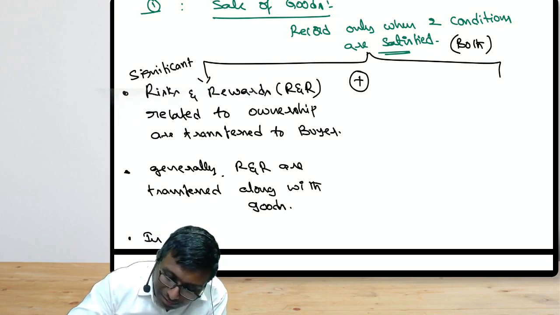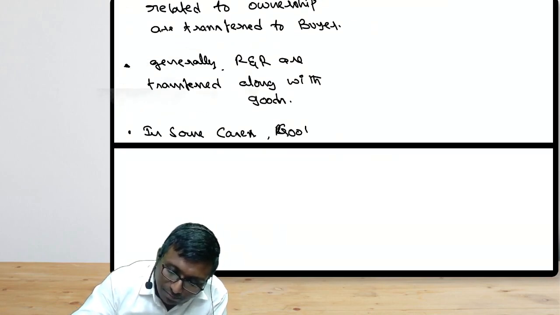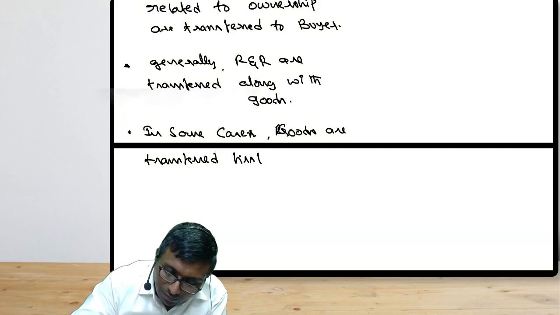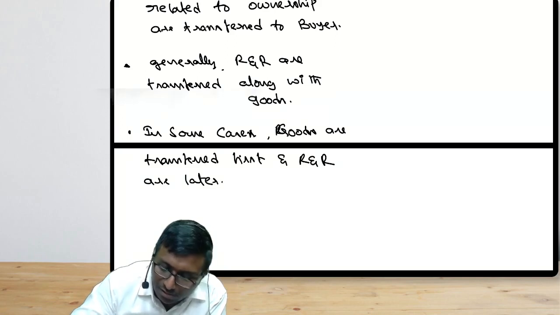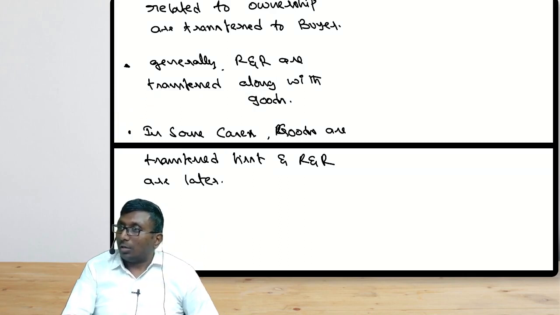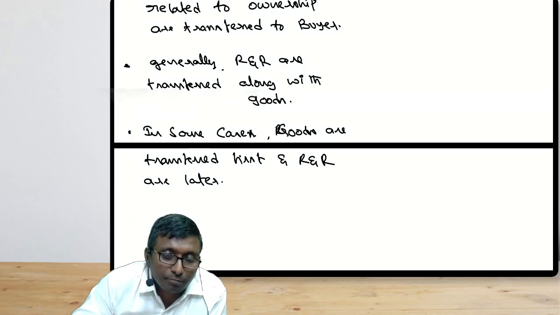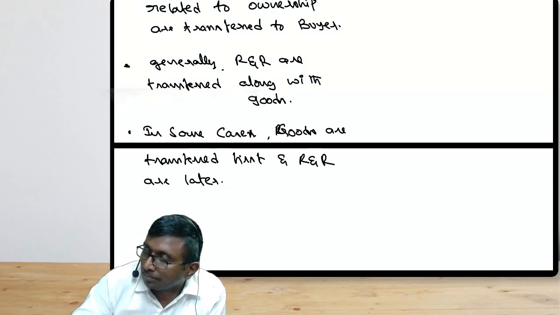So in some cases, goods are transferred first, and R&R later. Risks and rewards are transferred at a later point of time. Goods are transferred at the beginning, and risks and rewards are transferred at the end. Have you understood what I said? Yes, exactly.